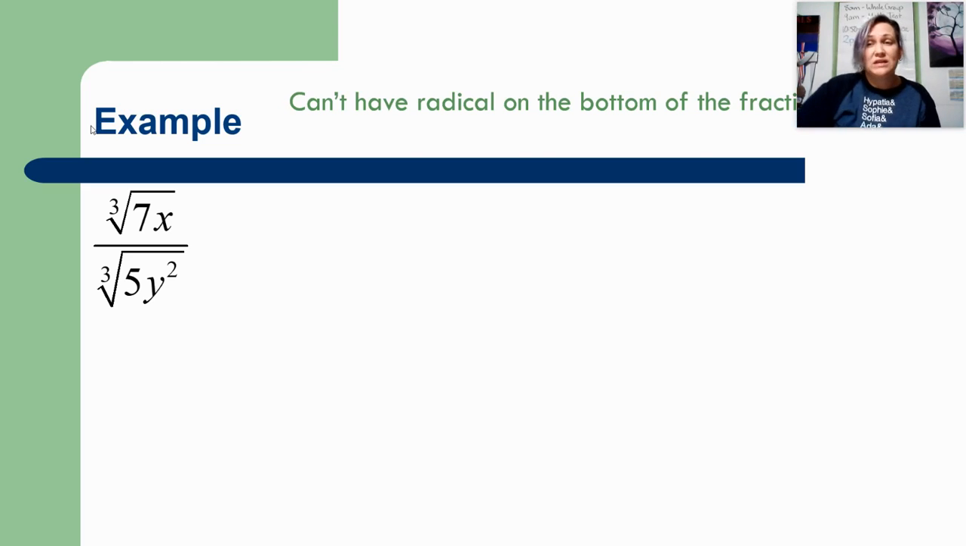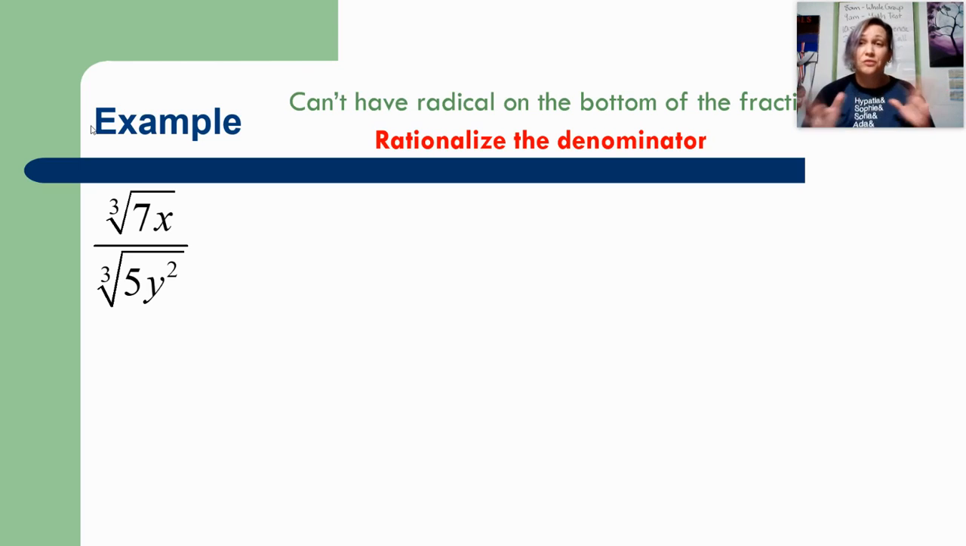So we're going to do a process called rationalizing the denominator. Rationalizing the denominator is a way to make all of your radicals disappear from just the bottom of the fraction. Now you can still have radicals on top, just not on the bottom.